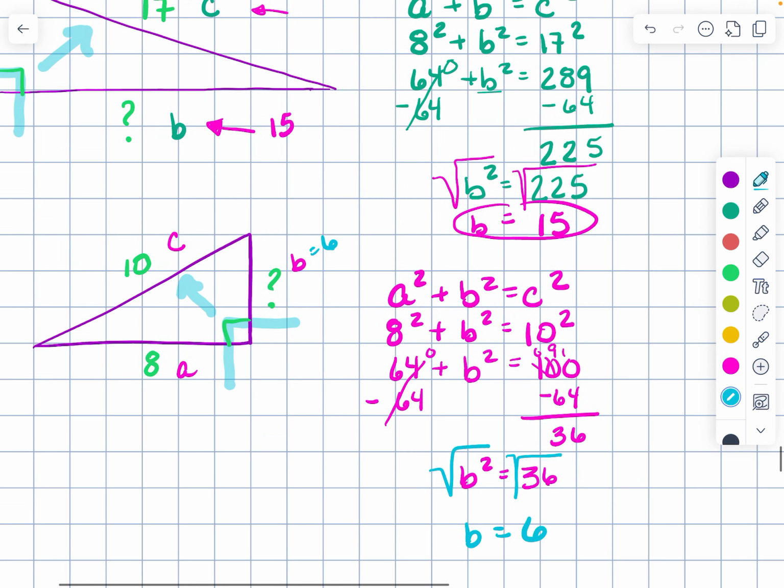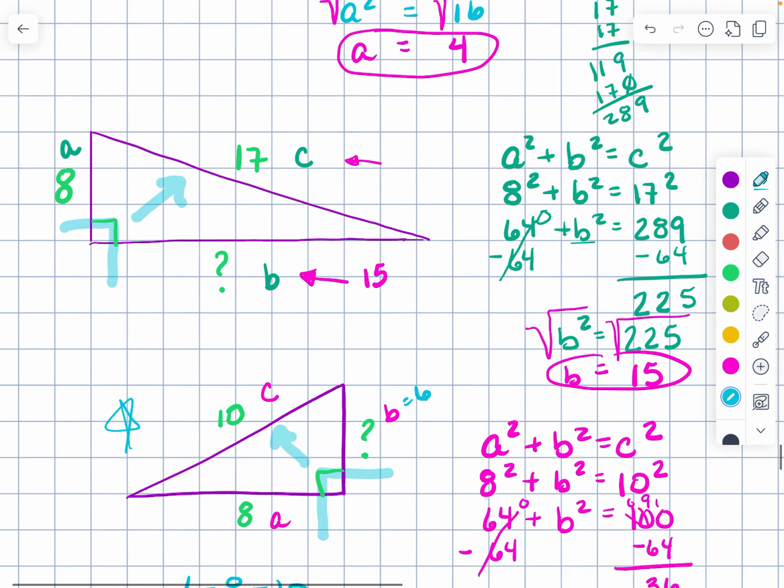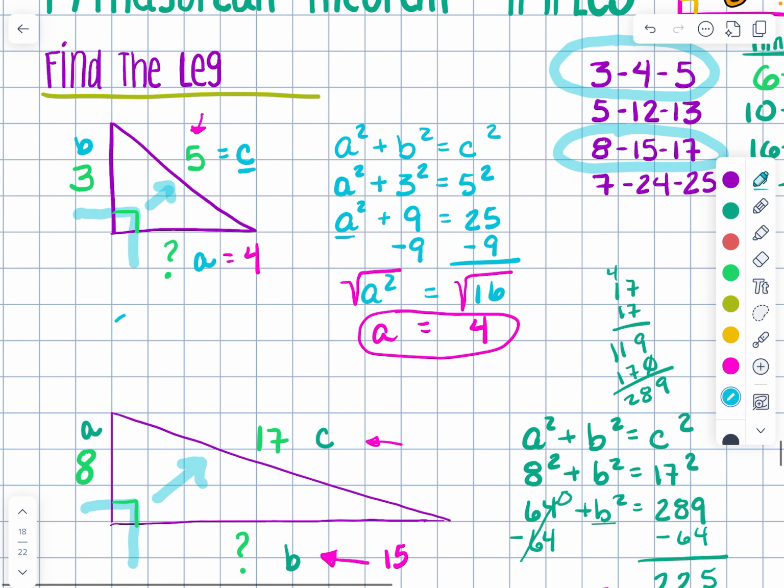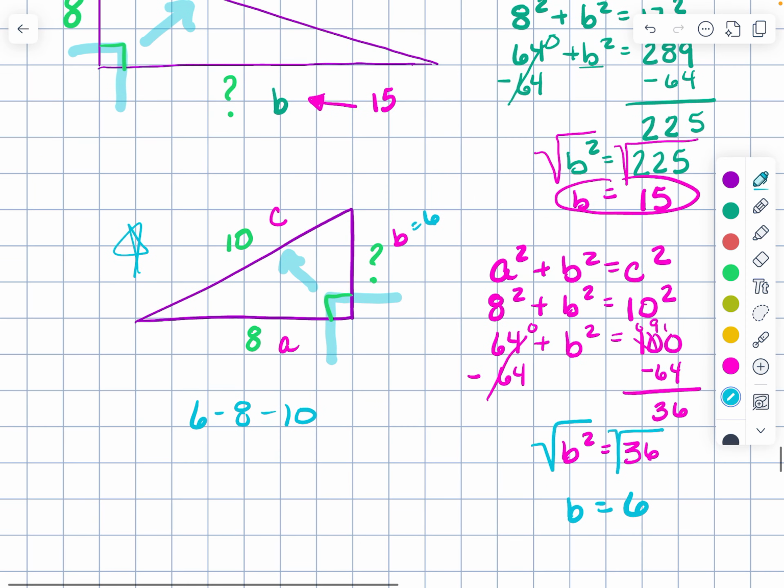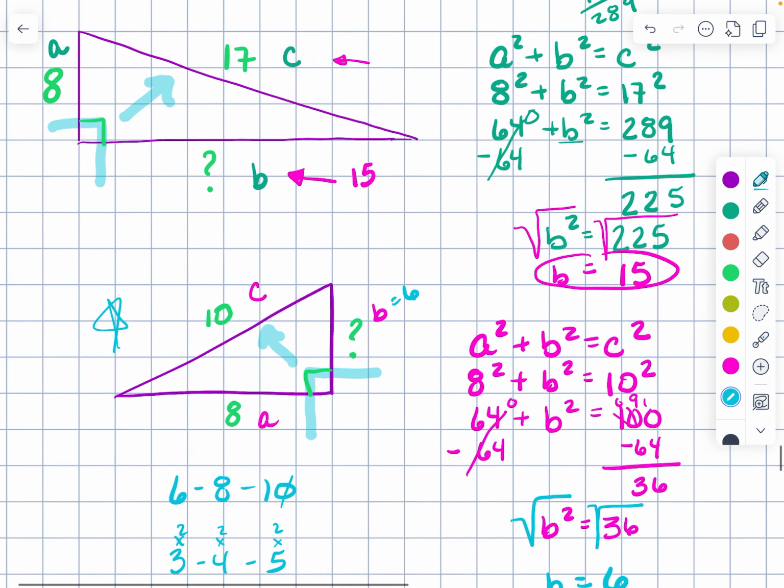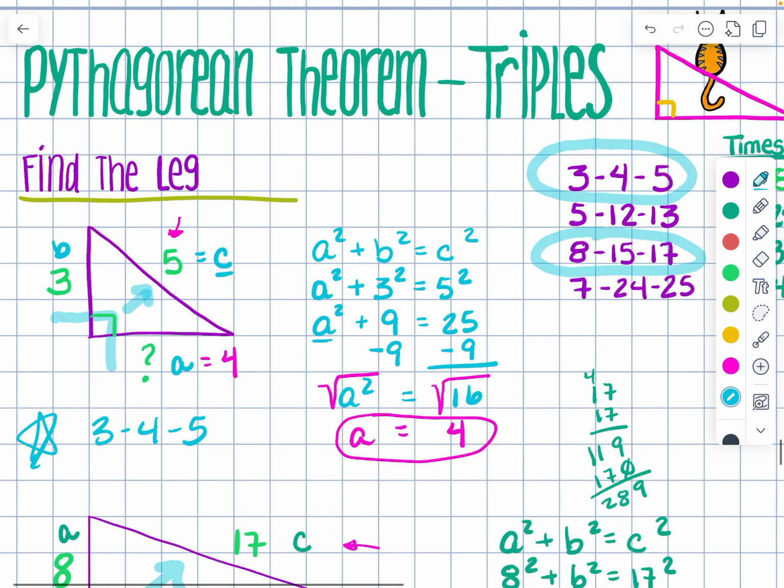All right, this Pythagorean triple we call a 6, 8, 10. And you are going to see this one a lot, and you're going to see 3, 4, 5 a lot. And this 6, 8, 10 is just the 3, 4, 5 times 2. So I'll show you right here. 3 times 2 is 6, 4 times 2 is 8, and 5 times 2 is 10. So anyway, if you memorize those two, that's going to give you a leg up, if you will.